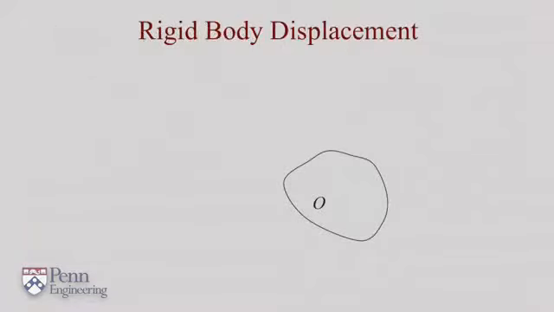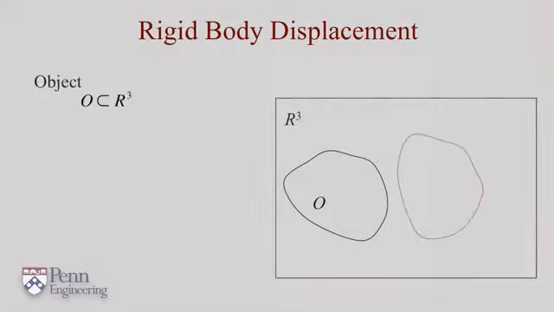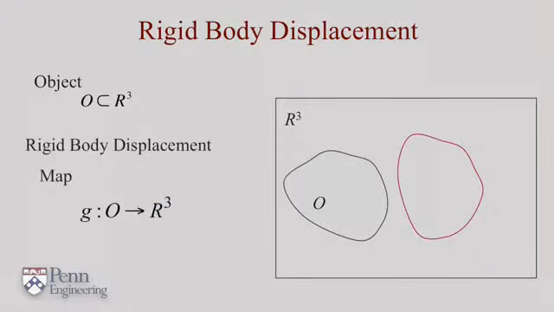Let's talk about rigid body displacements. Here's an object O, a collection of points in three dimensions. It is a subset of R3. The object can have multiple positions and orientations. A rigid body displacement is nothing but a map from this collection of points in the object to its physical manifestation in R3.